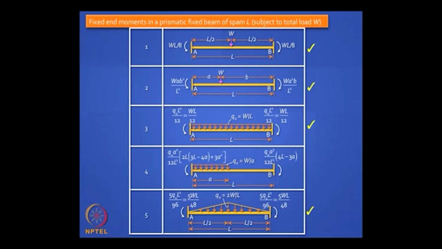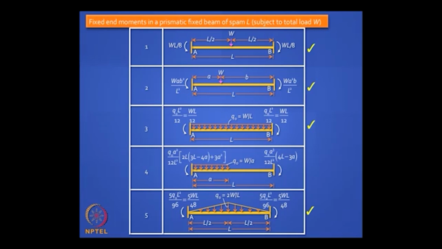These two formulas you should know. The third one is very easy: if your total load is Q, the intensity is Q naught and you have a uniformly distributed load, then the fixed end moments are Q naught L squared by 12, or WL by 12, where W is the total load, which is Q naught into L.